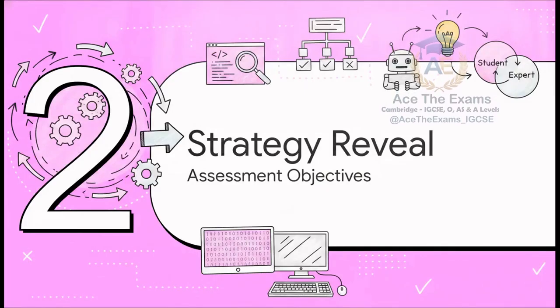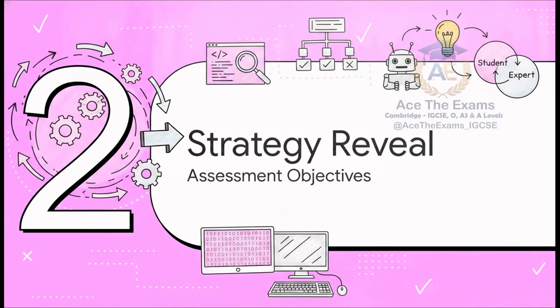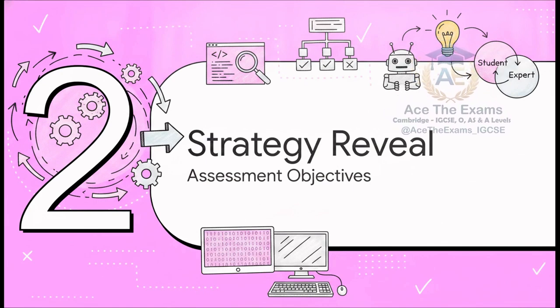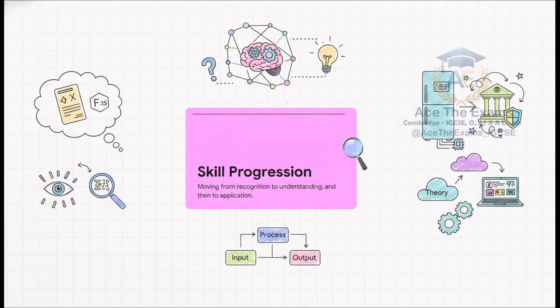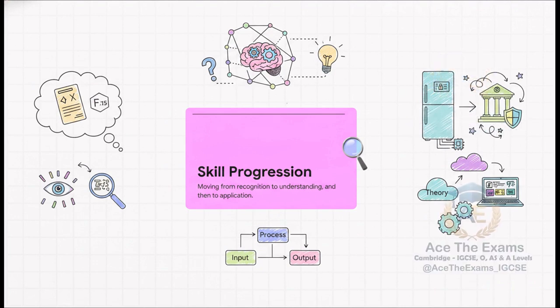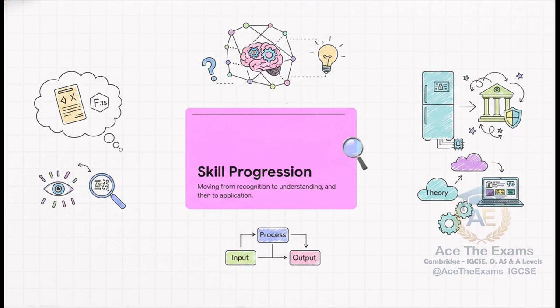Section 2. The strategy reveal. It's time to decode exactly what the examiners are looking for. Okay, now that we know exactly how Alex and Sam lost their marks, the big question is, how do we guarantee that we get ours?